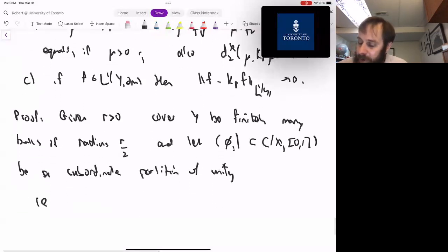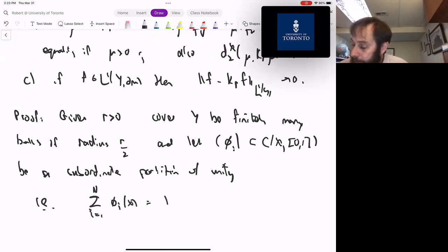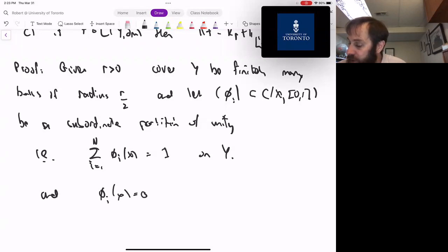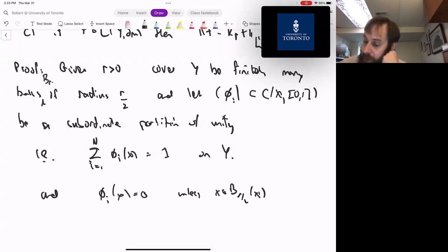And what it means to be a subordinate partition of unity is, on the one hand, when I add these up over the finitely many balls, I get 1 on y. And on the other hand, phi i is going to vanish unless x is in the ith ball. So I should have called these b r over 2 of x i, i counting from 1 to n. Okay.